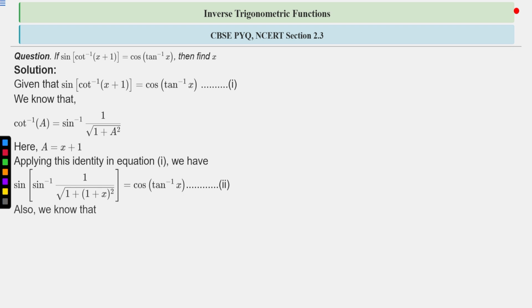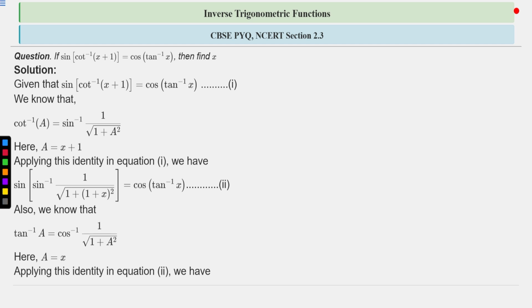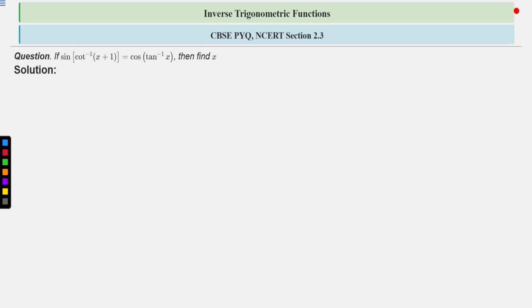Got it? Also we know that tan inverse A is basically cos inverse 1 upon root over 1 plus A square, right? Here let us take A is equal to x. Now applying this identity in equation 2, what can we do? We have left hand side as sine of sine inverse 1 upon root over 1 plus (1 plus x) whole square is equal to cos of cos inverse 1 upon root over 1 plus x square, right?